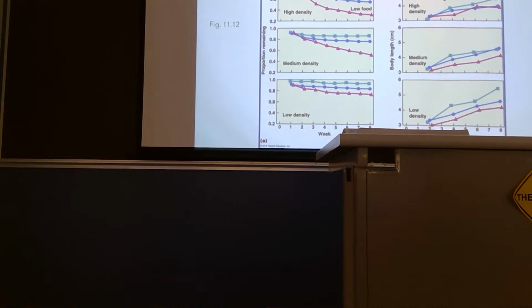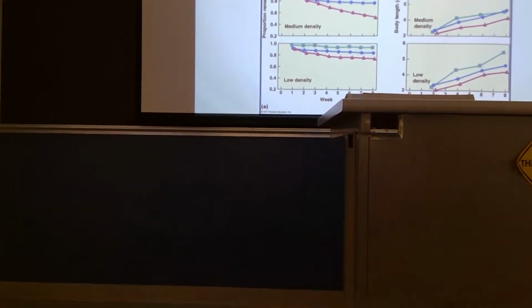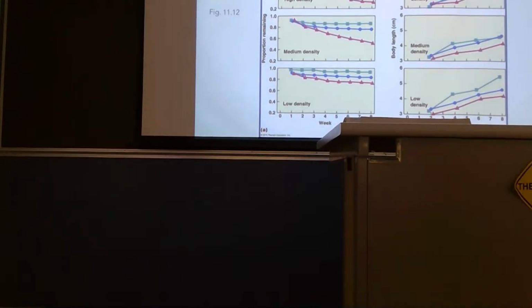Okay. The second question asks you about the effects on growth rates. Okay. So 2A, how does the growth rate, the body length, differ in the high density treatment under the low, the medium, and the high food resources?